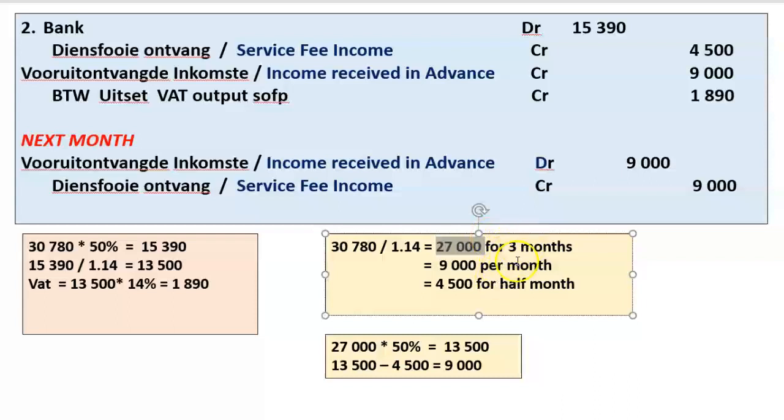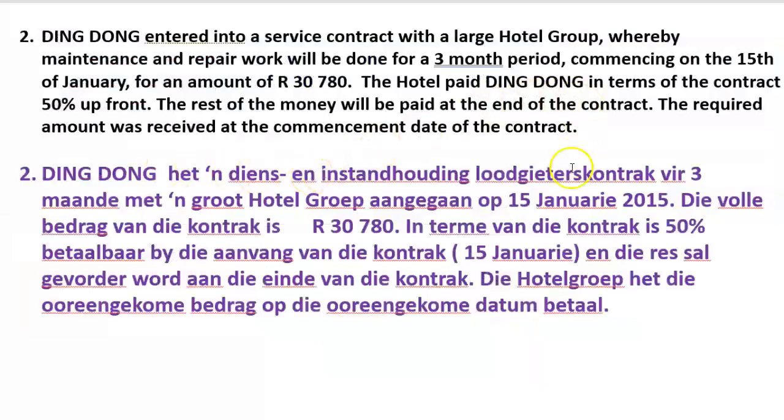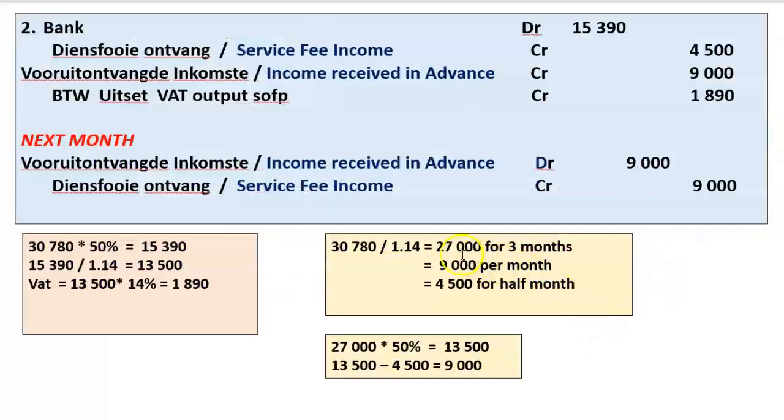So how much does that give me per month that I can recognize? That gives us 9,000 Rand per month, 27,000 divided by 3. I am only allowed to recognize in January a half month. The contract only started on the 15th of January. So I'm only allowed to recognize 4,500, 9,000 divided by 2, worth of income for the month. So then I would have debited accrued income and service fee income with 9,000 Rand and credited income in advance for 9,000 Rand.